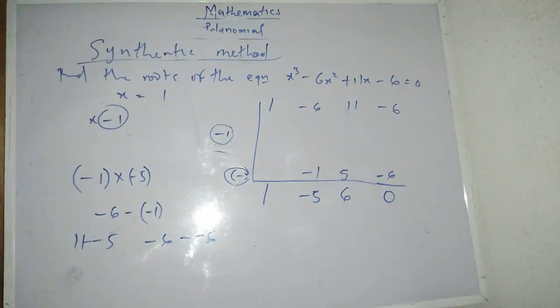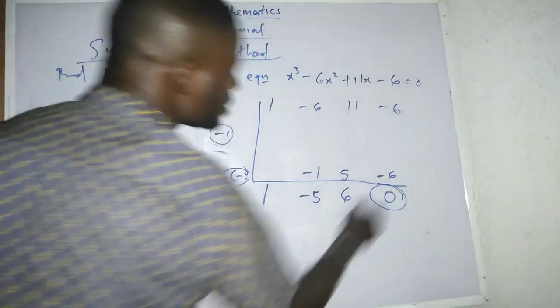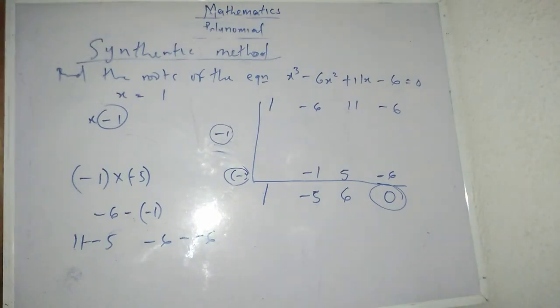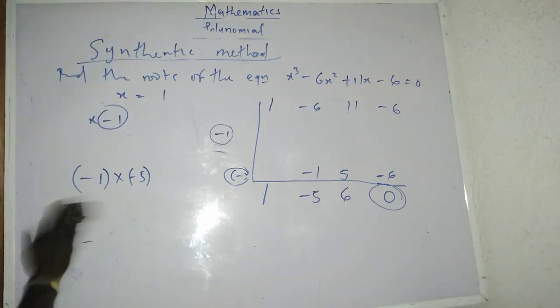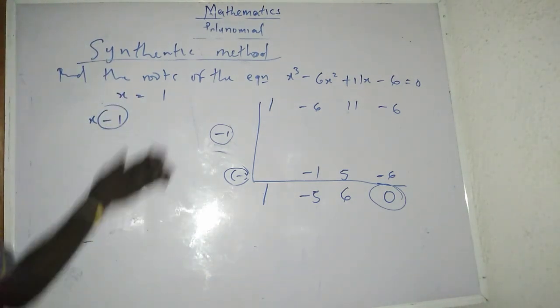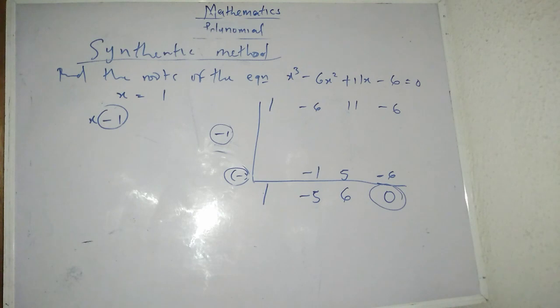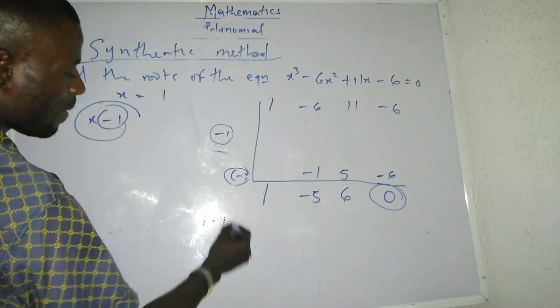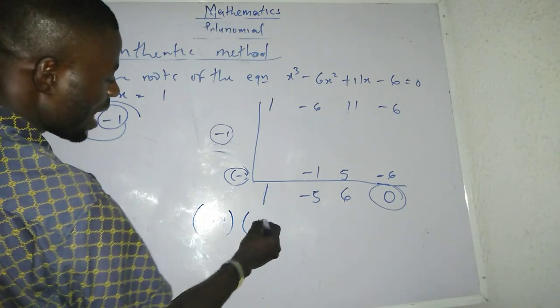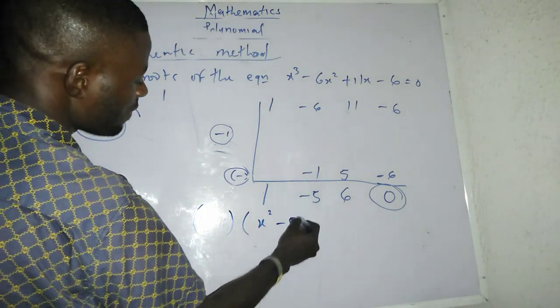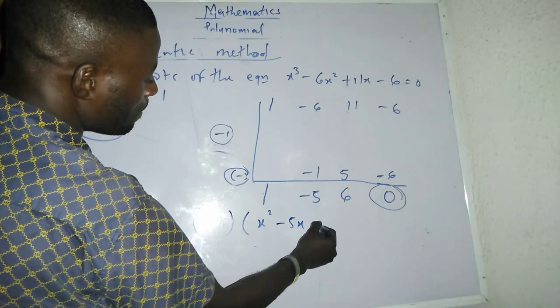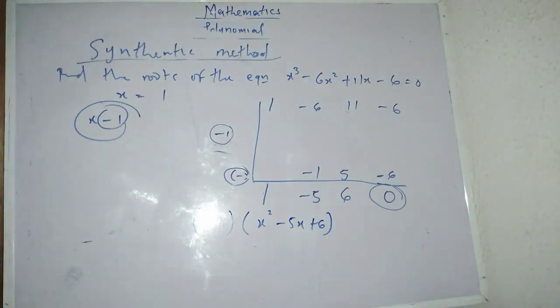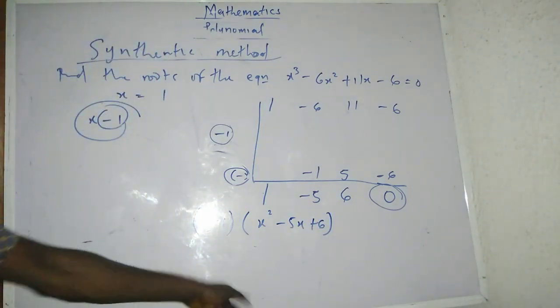When you are dealing with the synthetic method, anytime you are solving it, the last point must terminate at 0. I will now present my answer this way: x minus 1, which is the root I'm using here, times the bracket of x squared minus 5x plus 6.